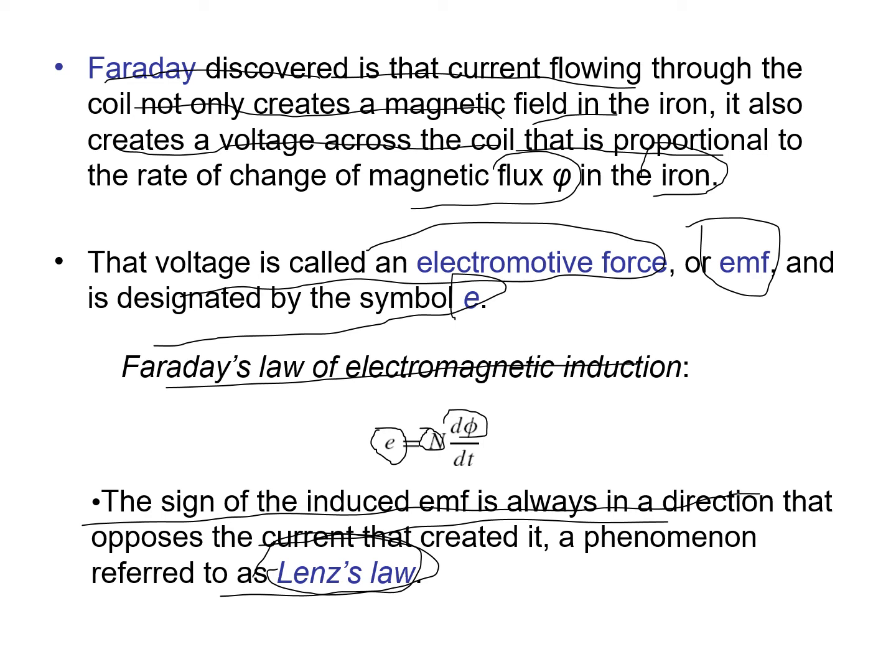Now Faraday's law of electromagnetic induction gives the formula e equals N d phi by dt, where e is the electromotive force and N is the number of turns of the coil. d phi by dt represents the rate of change of the magnetic flux, which is defined as differentiation. The negative sign indicates that the EMF is always directed so as to oppose the current that created it, which refers to Lenz's law. As we already discussed, this is referred to as Lenz's law.